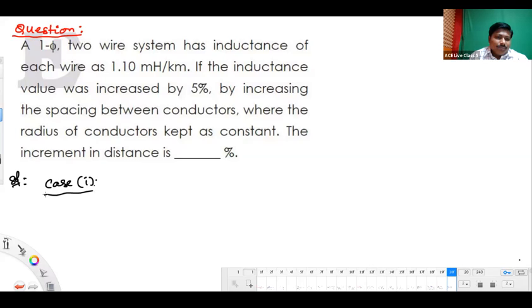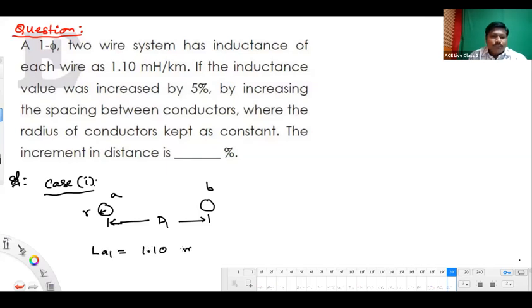Case 1. So you take conductors something like this. It's conductor A, conductor B. Both are having equal radius. You consider the distance between the two conductors. I'll take D1, because distance is the only value we want to increase, right? So D1. Inductance of conductor A, I'll say LA1, which is 1.10 millihenry per kilometer.